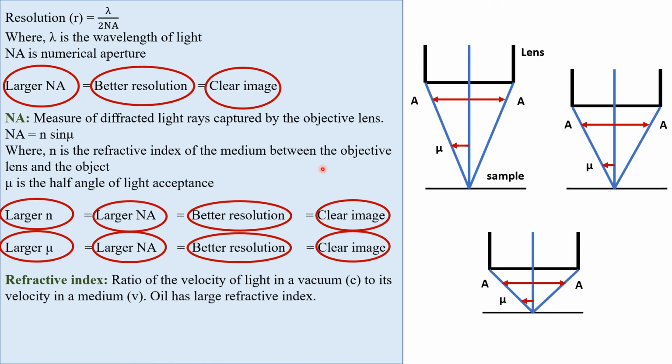It is ratio of the velocity of light in a vacuum to its velocity in a medium. Oil has large refractive index. If you want to know more about oil immersion, keep on watching my upcoming videos. Oil immersion video is on its way. N is equal to C by V. In one sentence, we can summarize the stuff. Higher the refractive index, clarity of image is more.